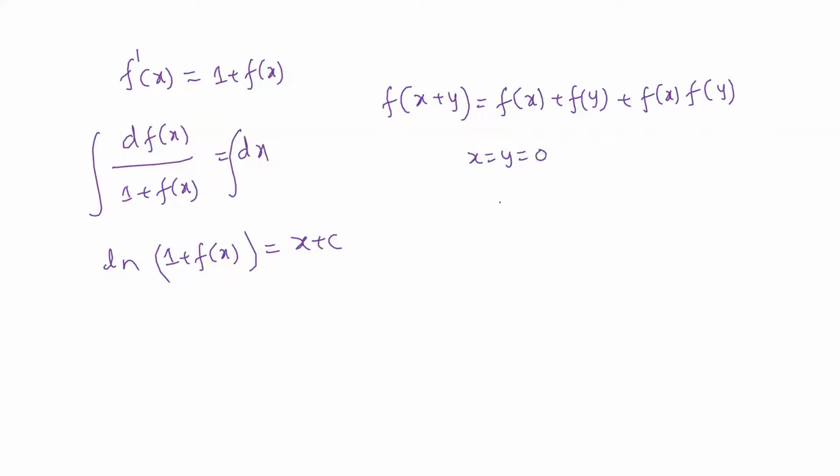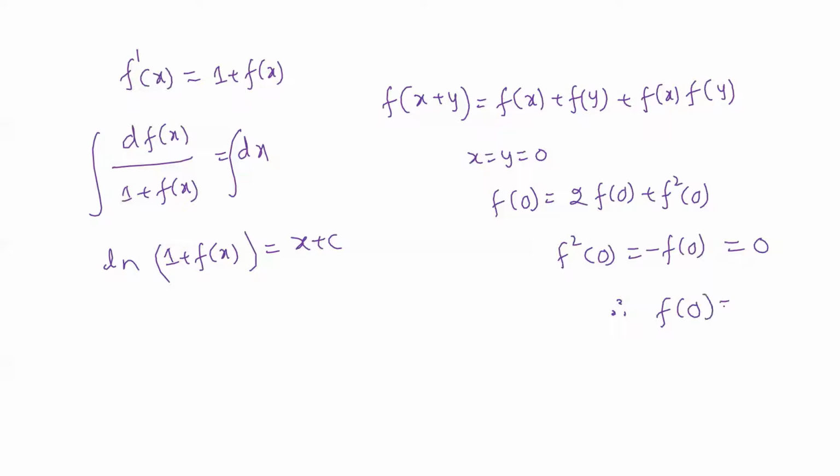If you put x equal to 0 and y equal to 0, we'll be getting f of 0 equal to 2 times f of 0 plus f square of 0. And if you solve from here, we'll be getting f square of 0 equal to minus f of 0. This is possible only when f of 0 equals 0, because we are taking real functions. So the value of f of 0 came as 0.